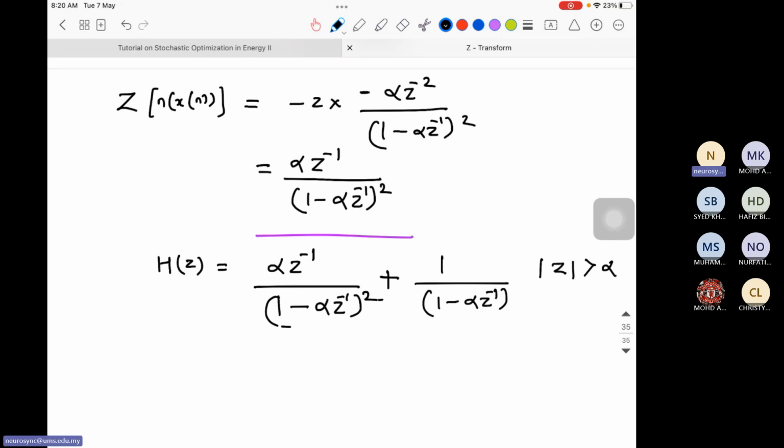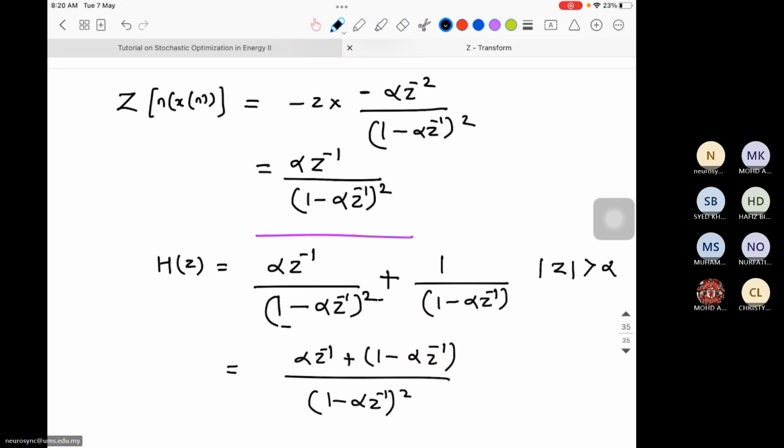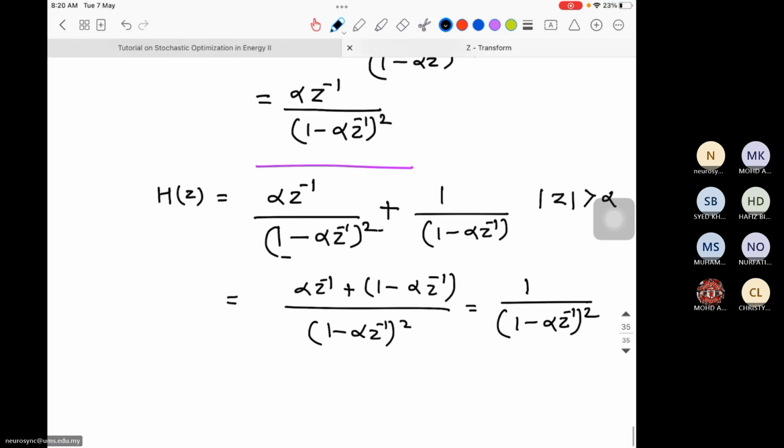Now if we simplify this term, what we will get: we will take 1 minus alpha z inverse common. So this is alpha z inverse plus this numerator, 1 minus alpha z inverse. So we will be left with only 1 divided by 1 minus alpha z inverse to the power this. And the ROC for this is mod z greater than alpha.